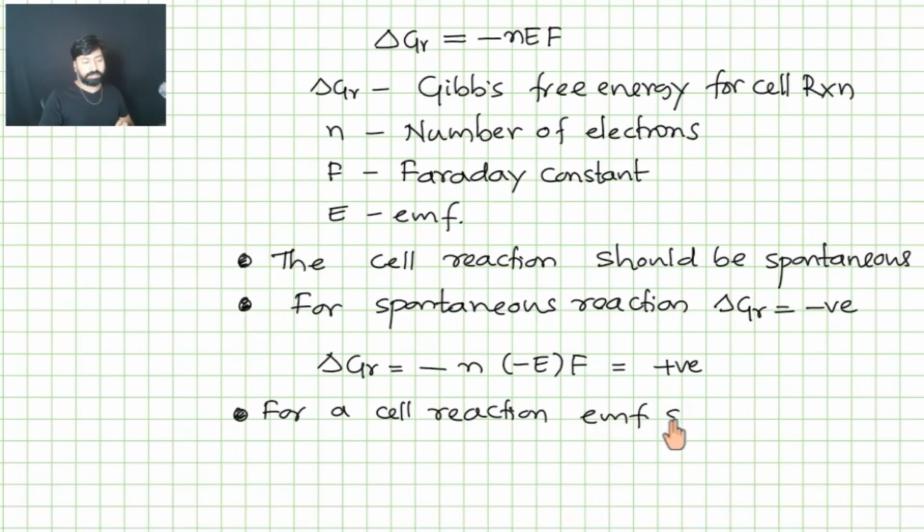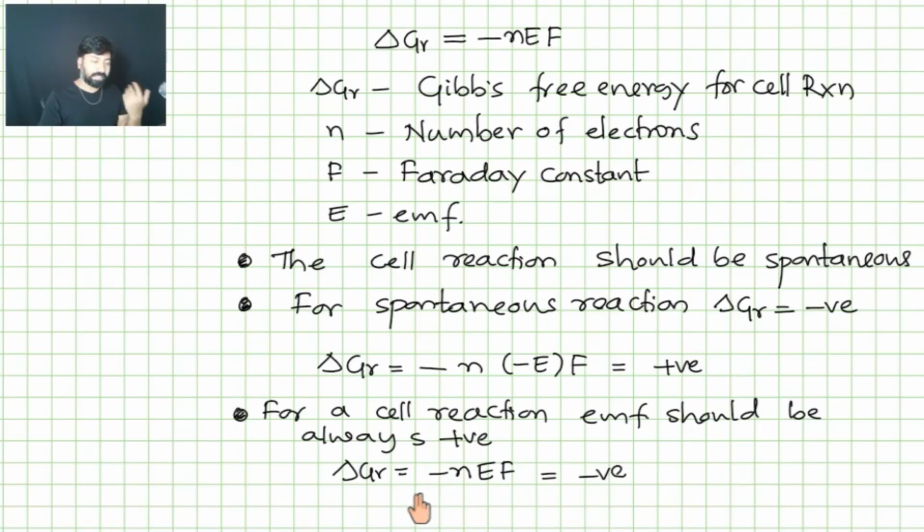the EMF should always be positive. This is the important point, students. You may get such questions in competitive exams. The EMF of the cell should always be positive for a cell reaction to bring the electricity. If you put delta GR equal to minus nEF, the negative sign will be there in our original equation. Then E is a positive quantity, F is also a positive quantity, and the entire expression becomes negative. If delta GR is negative, then the reaction becomes spontaneous. If the reaction is spontaneous, then it produces the electric current.